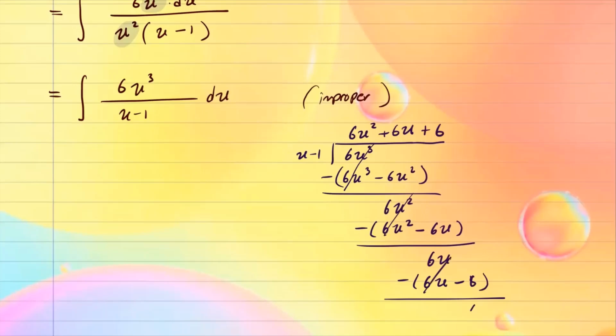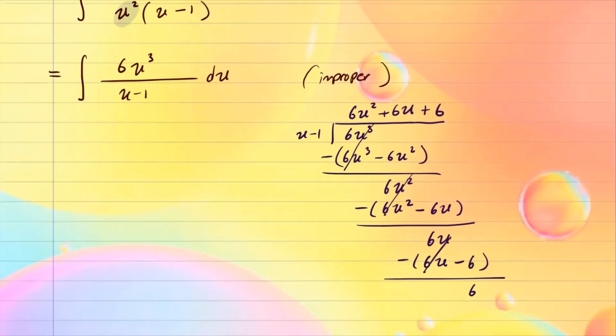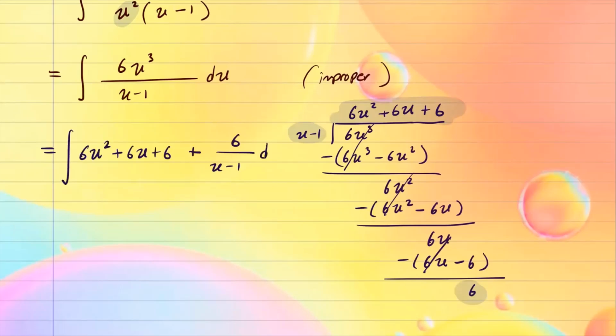So this cancels, we get positive 6 as the remainder, since 6 would not go into u minus 1. All right, so here's our way to write this. This is what we call our quotient. This is the remainder, and that's the divisor. So this integral is equivalent to the integral of the quotient, that's 6u squared plus 6u plus 6, plus the remainder, which is 6 over u minus 1, du. So that's what it comes down to.